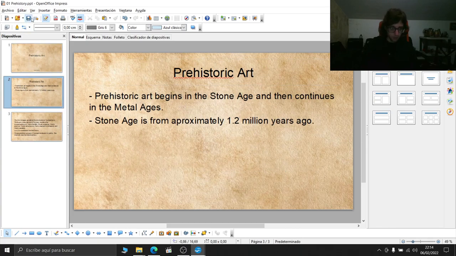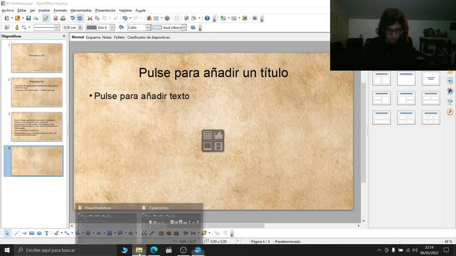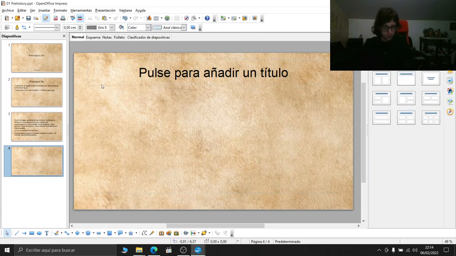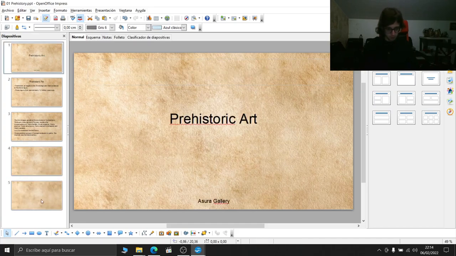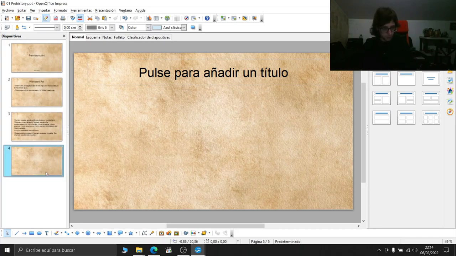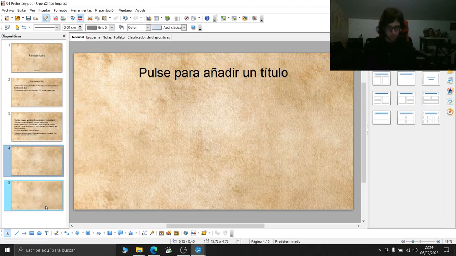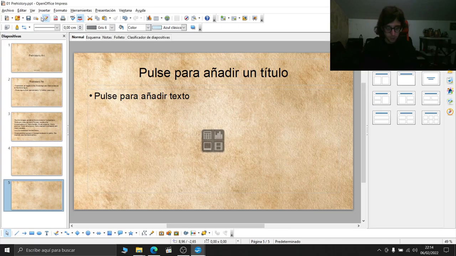Okay, so then I have to put pictures and, okay, this my shift insert. Okay. No, but shift insert makes a copy paste, and I don't want a copy paste.